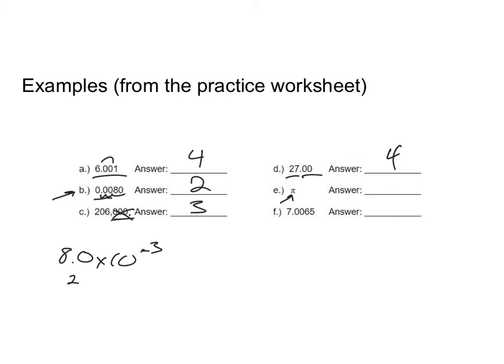Here I have pi. Again, pi, some people might say 1, some people might say infinite. I would say it's ambiguous. Who cares? It doesn't affect our calculation. And finally, I have some zeros bounded by non-zeros. That one should be pretty easy. That is 5 sig figs.